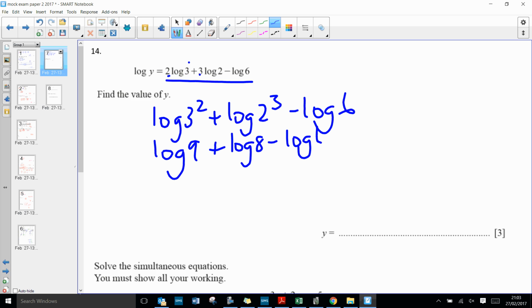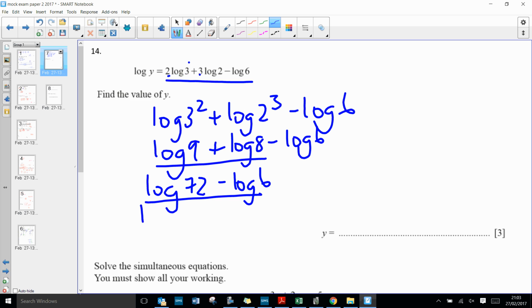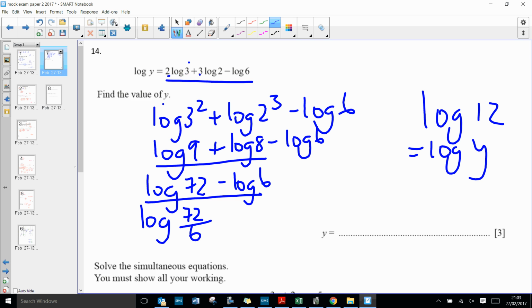When you're adding log statements, you can multiply the numbers, so that's log of 72. And when you're subtracting them, we divide our numbers, so that's log of 72 divided by 6, which is 12. So that gives log 12. And it says find the value of y. So if log 12 is equal to log y, then y is 12.